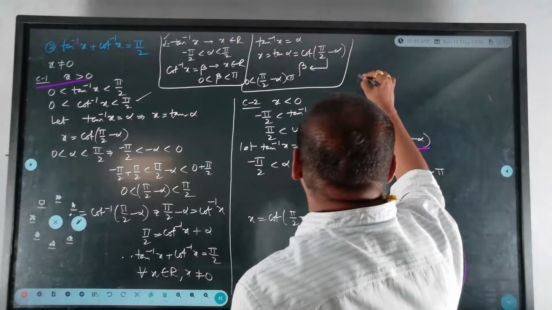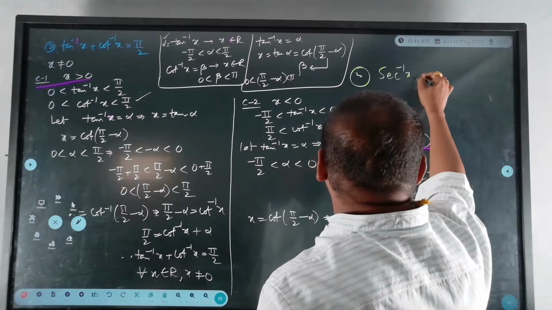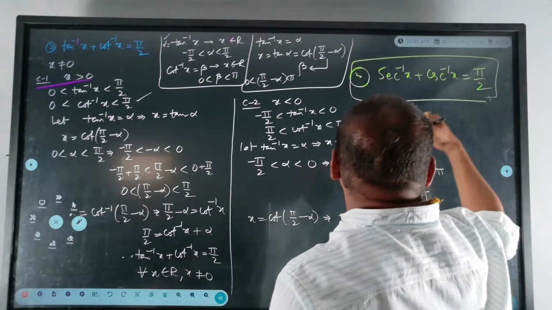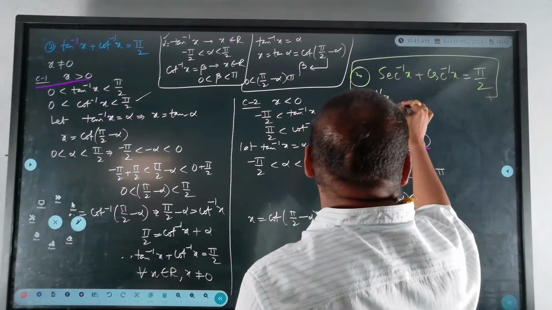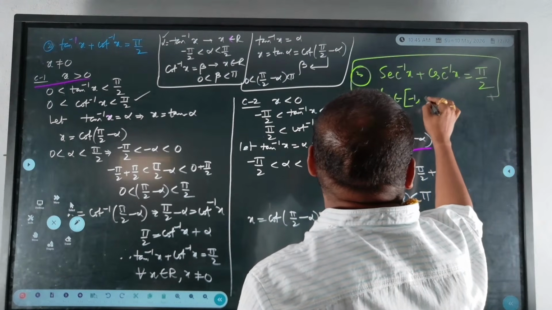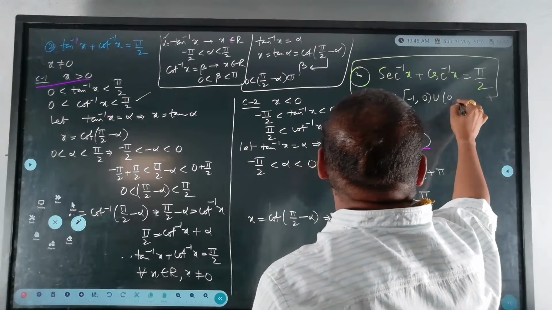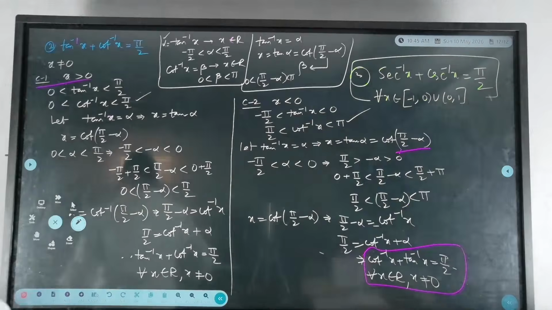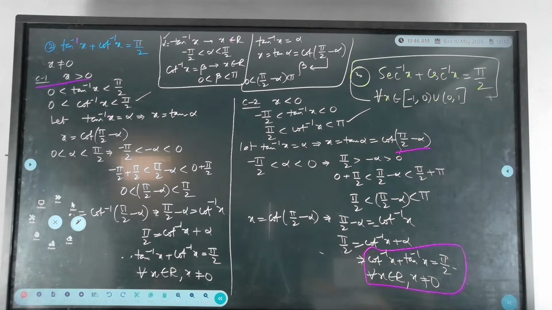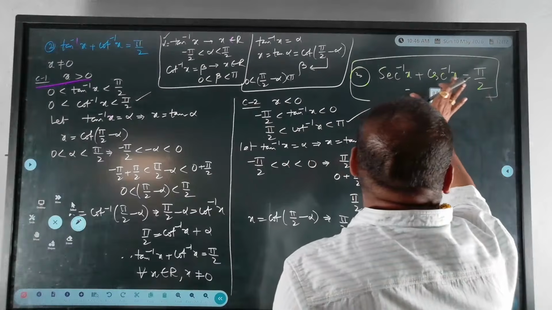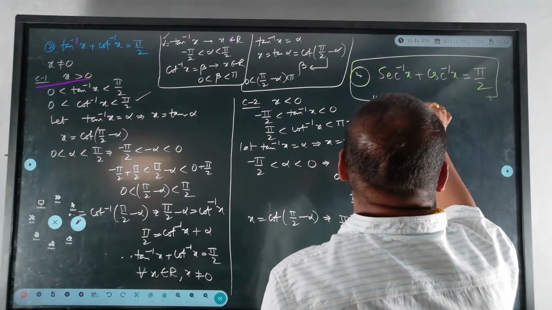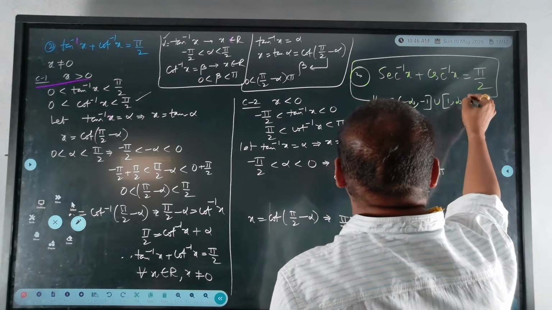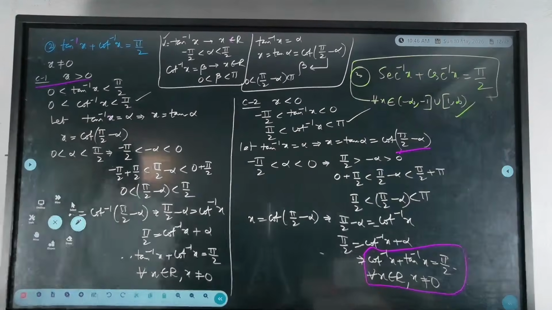In the same way, the third one we can do it. Secant inverse x plus cosecant inverse x is equal to pi/2, for all x belonging to closed -1 to open 0 union open 0 to closed 1, for all x belonging to -infinity to -1 closed union closed 1 to infinity, which is the domain of both secant inverse and cosecant inverse.